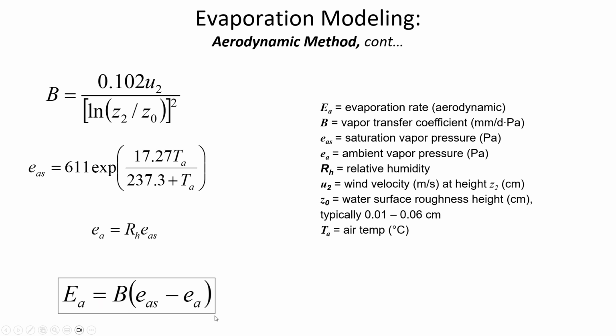So if you have really dry conditions because the relative humidity is low, then that E sub A may be as low as 0, where E sub AS is how much moisture could be accepted by the air at the temperature that we're at. And so the difference between how much water is there and how much water could be accepted is what determines then the evaporation rate.